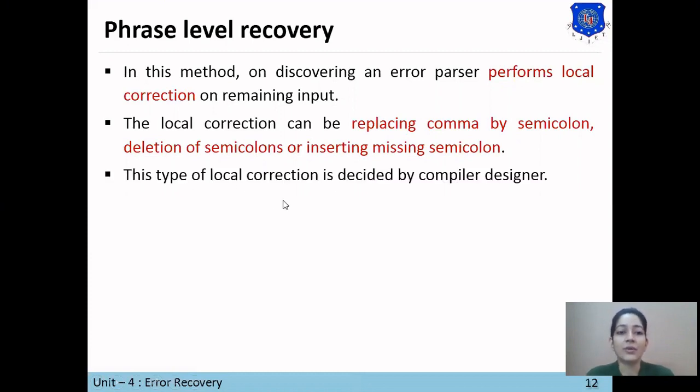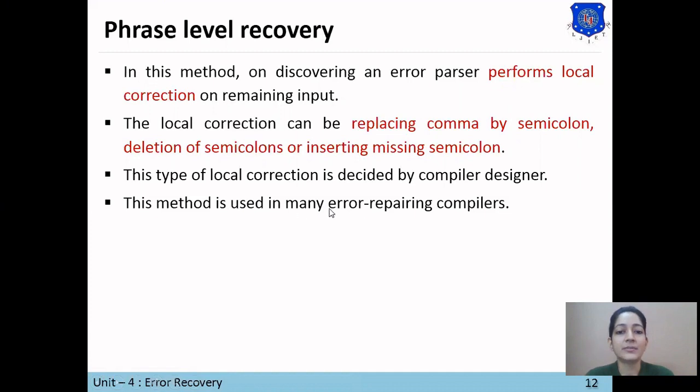This type of local correction is decided by the compiler designer, and phrase level recovery is used by many error repairing compilers, as it is advantageous to replace the prefix by some other string to perform the local correction. So this method is advantageous, but yes, it does not aim for minimal transformation, like it does not give the optimized result. It performs local correction but not optimized correction.